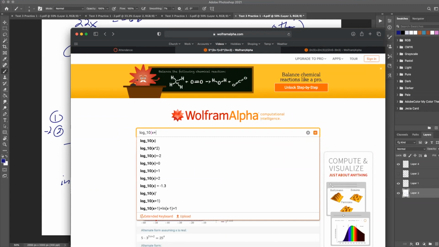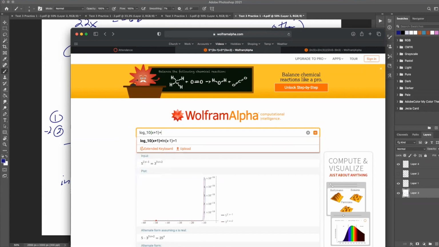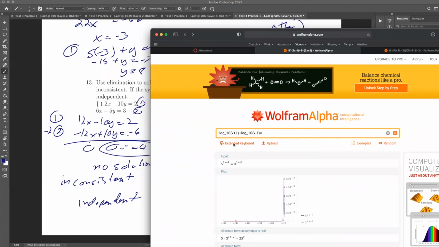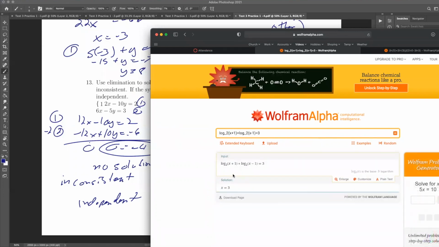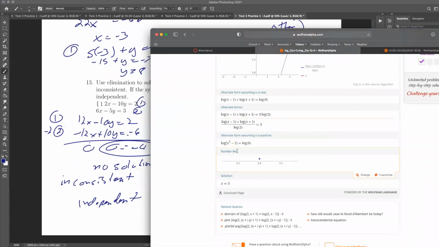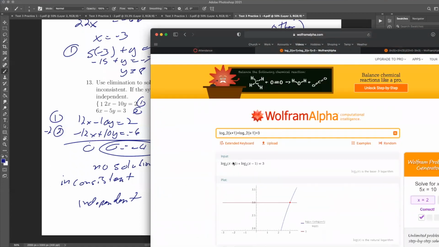So we'll have log of x plus 1 plus log of x minus 1 equals, gee, what was it? Oh, it wasn't base 10, it was base 2, wasn't it? That's right, base 2. And we have a 3 here. I remember what the first problem was. Yeah, and notice here, if we type this into Wolfram Alpha, we pump out our one solution. Okay, so that's how we check that one.